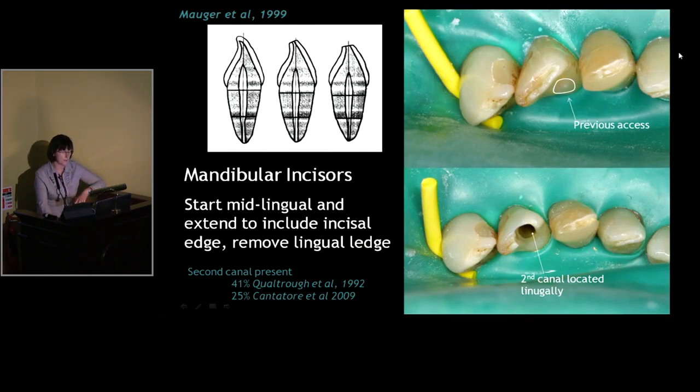Lower incisors, previously cingulum based access. We need to involve the incisal edge. And in fact, if the tooth has a lot of faceting, we may need to extend it out onto the buccal surface. In doing so, we have a better chance of locating that second lingual canal.